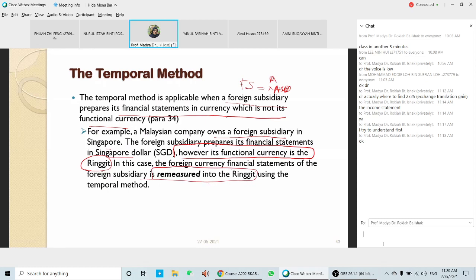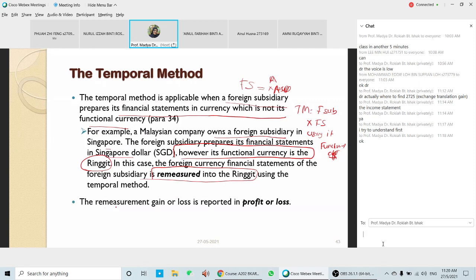The key point here is that for the temporal method, the foreign subsidiary does not prepare financial statements using its functional currency. So what we need to do is remeasure the financial statements using the temporal method. When you do a remeasurement, it creates a remeasurement gain or loss, and this remeasurement gain or loss will be transferred to the profit or loss account.